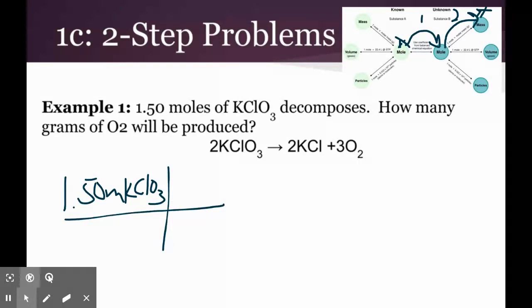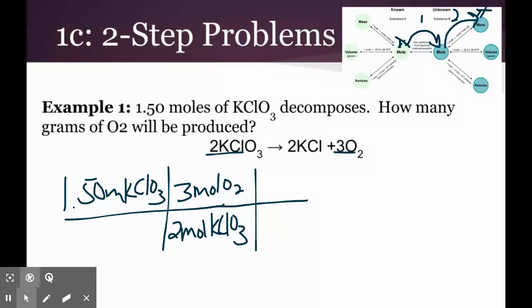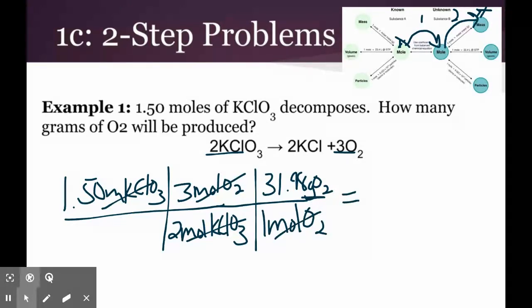And in step 1, we're going from moles of KClO3 to moles of O2. So in the equation, we have 2 moles of KClO3 to 3 moles of O2. So that gets us to moles of our unknown substance, and now we want to go to grams of our unknown substance. So we do that by using the molar mass. So we put 1 mole of O2 on the bottom, and the molar mass of O2 on the top, which is 31.98 grams. So if you look at the problem, moles of KClO3 cancels out, and then moles of O2 cancels out, and we're left with grams of O2, which is what we want. So you'll do 1.50 times 3 times 31.98 divided by 2, and that will give you 72.0 grams of O2. Remember, your answer needs to include 3 sig figs and units and the compound.